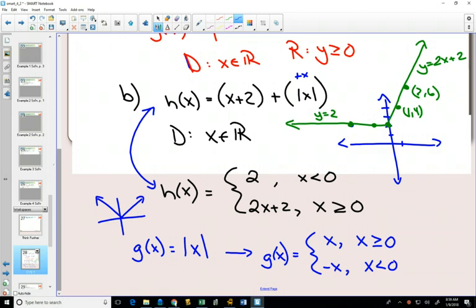So after graphing it and analyzing a little bit, the whole reason we did that was to see if we could figure out the range of h of x. Now that we look at our graph, what's our range going to be? Greater than or equal to 2.